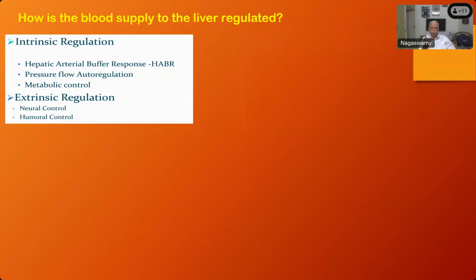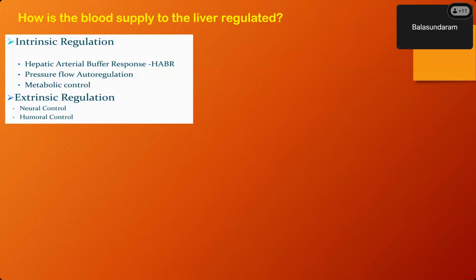Sir, in the hepatic arterial buffer response, when the portal venous blood flow decreases, the hepatic arterial blood flow increases, sir. Very good. It is a reciprocal mechanism, sir. Reciprocal means that when the hepatic artery pressure decreases, portal flow should increase. Does it work that way? Yes, sir. When there are changes in the portal venous system, reciprocal changes in the hepatic arterial blood flow will be there, sir.